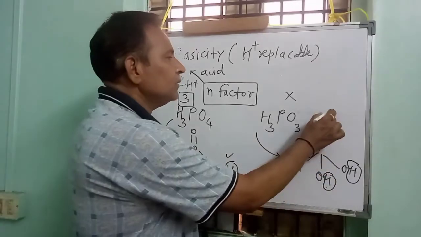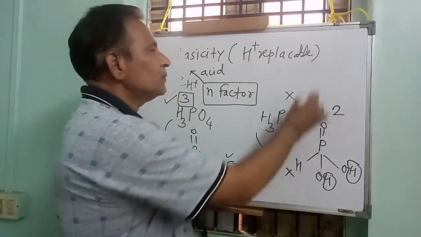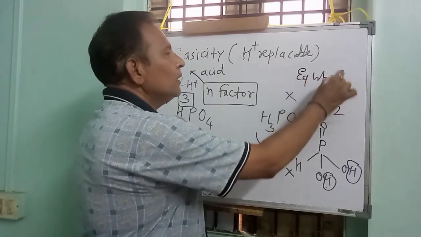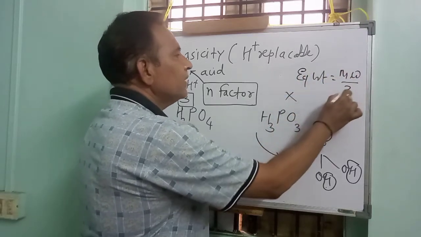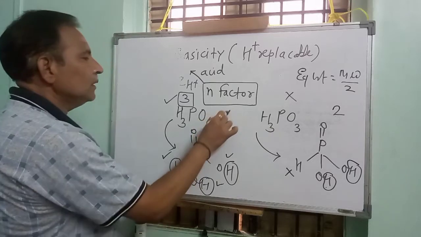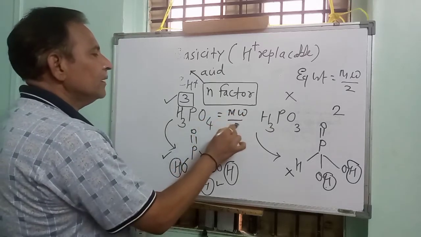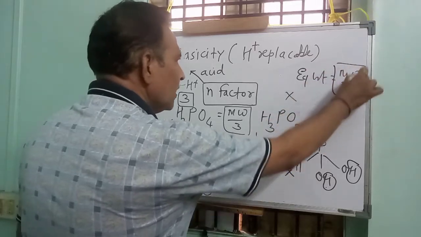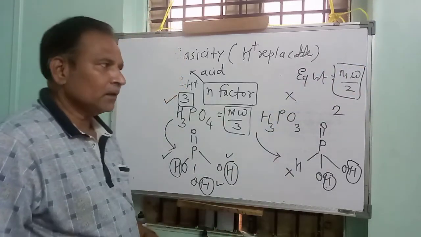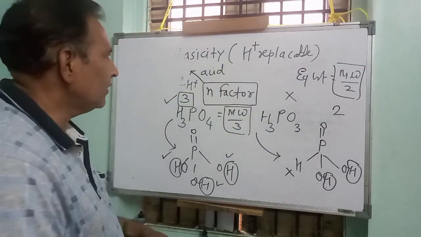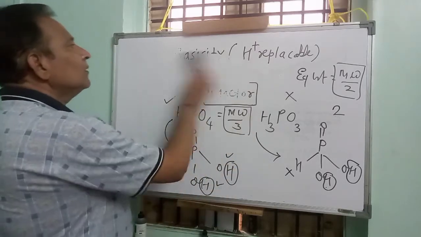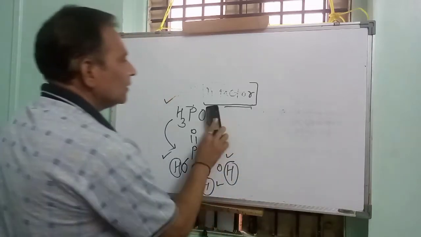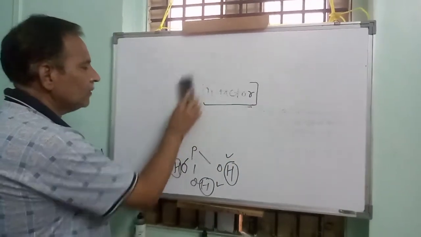So its basicity is 2, and therefore its equivalent weight will be equal to the molecular weight of this phosphorus acid divided by 2, and here it will be molecular weight divided by 3. So in this way this n factor is variable, and therefore in general we write equivalent weight is equal to atomic weight or molecular weight divided by n factor. Now for acids, the n factor is basicity.